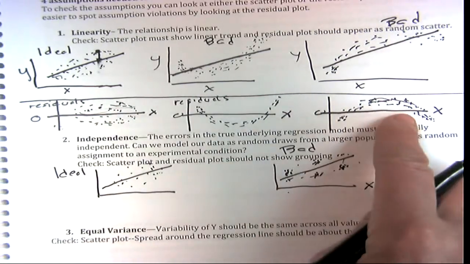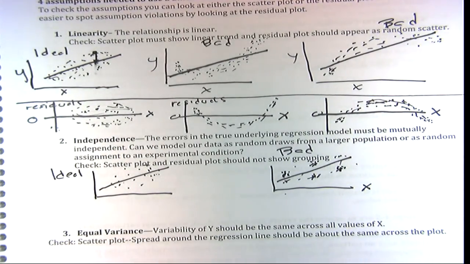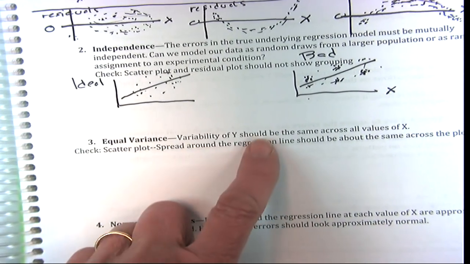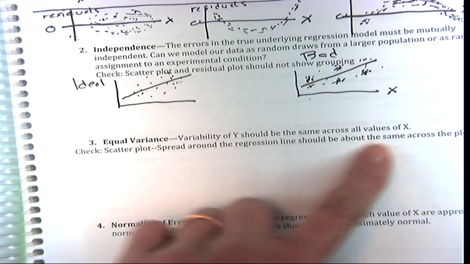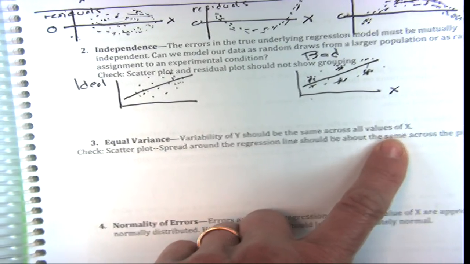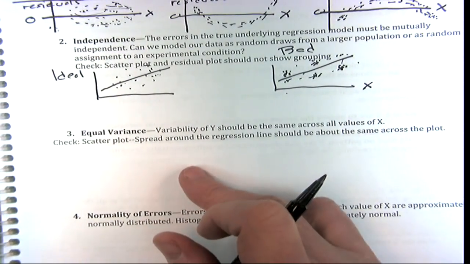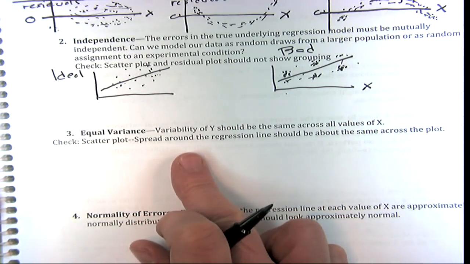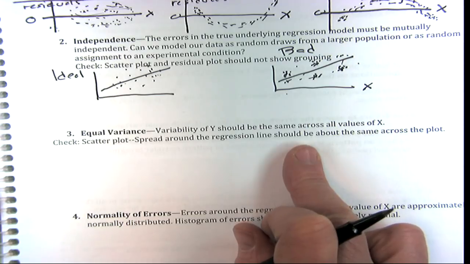I mean, it's just the same as you can imagine turning these horizontal, right? All right, how about equal variability? Well, the variability of y should be the same across all values of x. We've talked about that a lot. It's called homoscedasticity. So you want to check that the spread around the regression line should be the same.